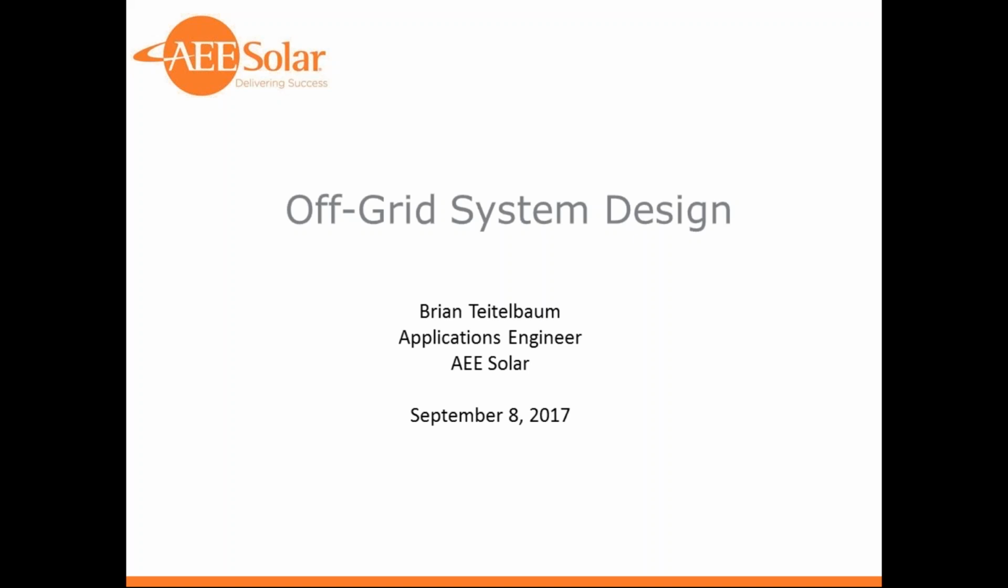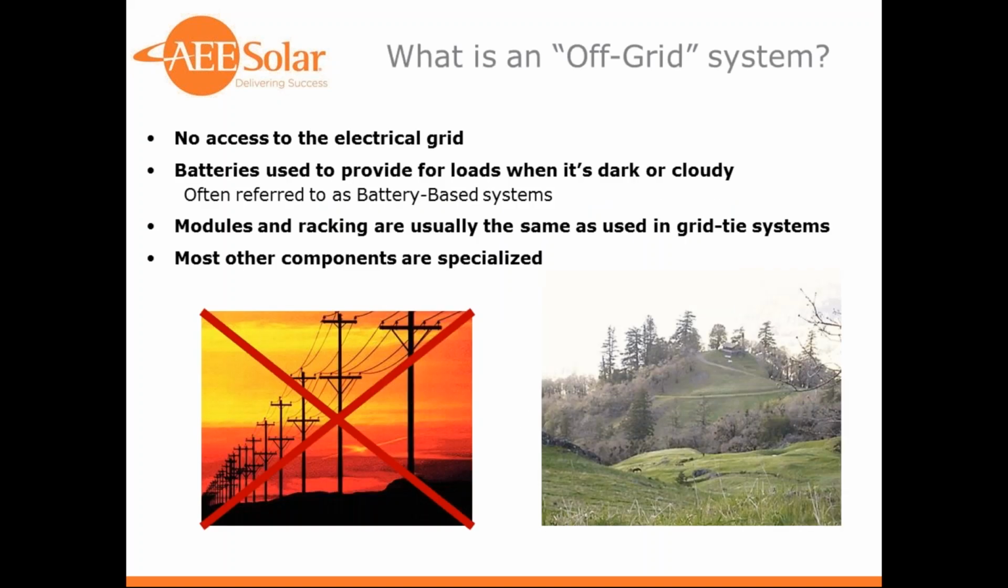So let's just jump in and get started right here. First, what is an off-grid system? It's basically any system that doesn't have access to the electrical grid. And in these systems, batteries are generally used to provide for loads when it's dark or cloudy, when there's no sun or other production sources. And these are often referred to as battery-based systems.